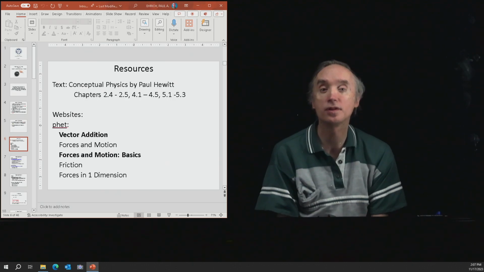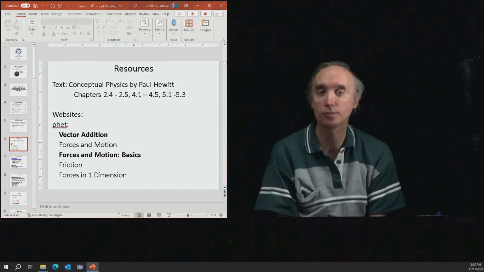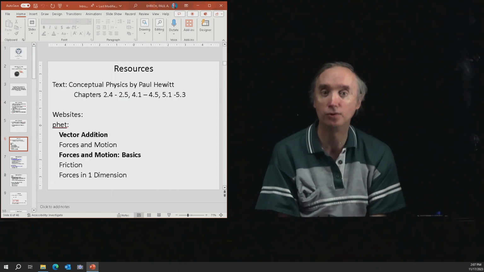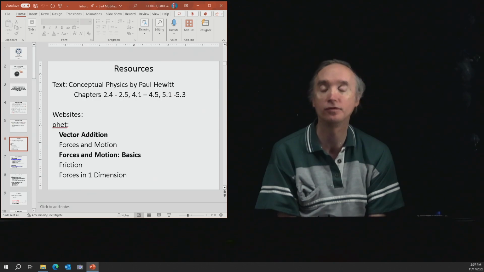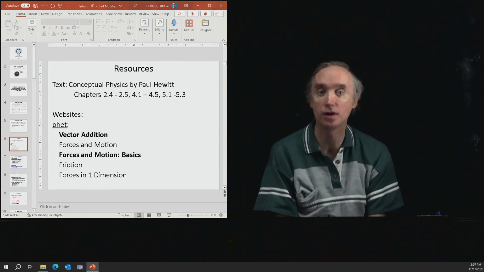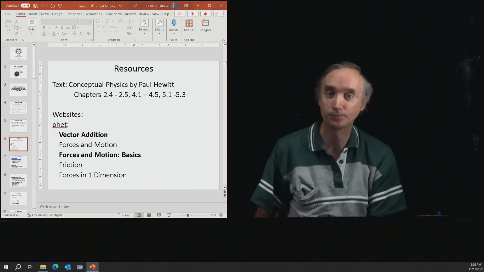In your textbook, Conceptual Physics by Paul Hewitt, be reading chapter 2, sections 4 and 5, chapter 4, sections 1 through 5, and chapter 5, sections 1 through 3. In chapter 2, that's going to be Newton's first law of motion. Chapter 4 is going to be Newton's second law of motion, and chapter 5 is going to be Newton's third law of motion.